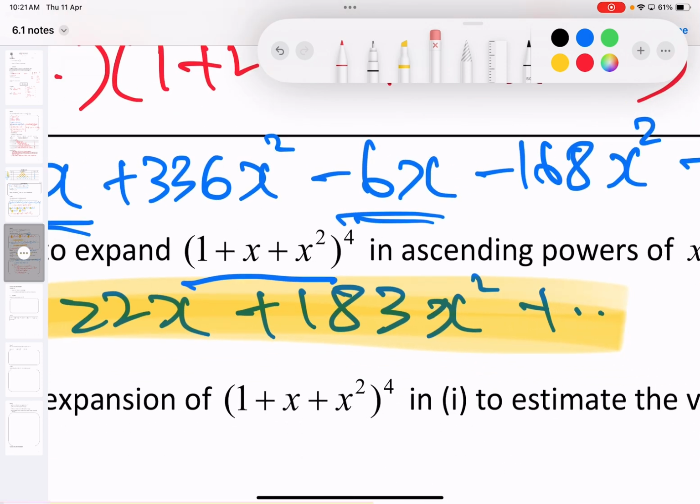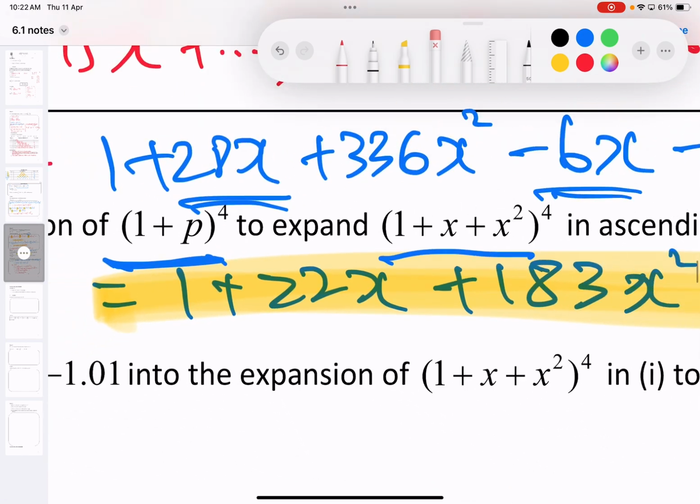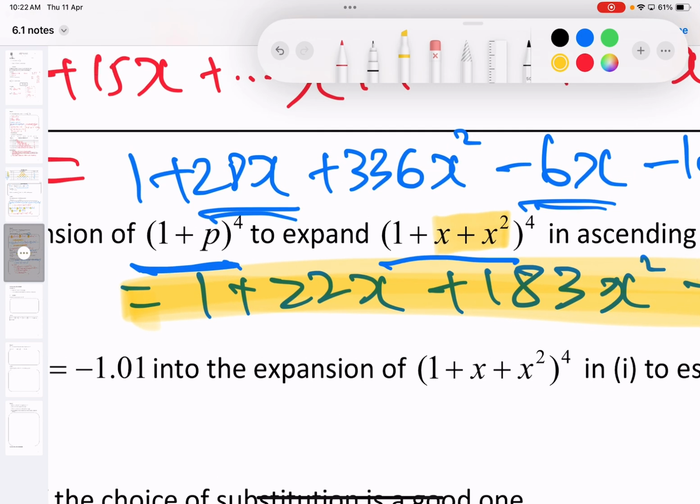We can actually make use of the fact that if we already know the expansion of 1 plus p, I'm just going to compare these two things. So I compare these two things, I realize that actually p is my x plus x squared. Do you notice that? Your p is equal to x plus x squared. If we let p be x plus x squared, can you see that actually these two are the same? That means you replace this x plus x squared with p.